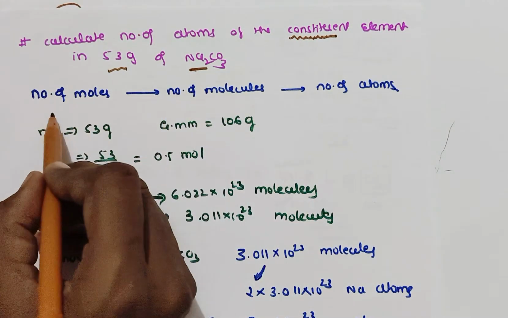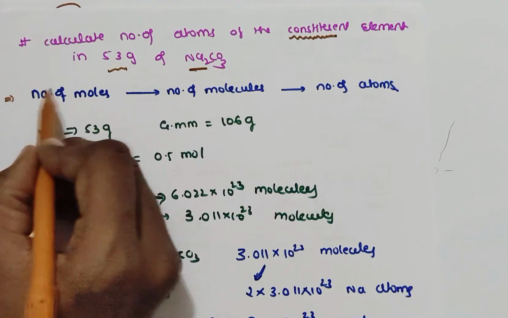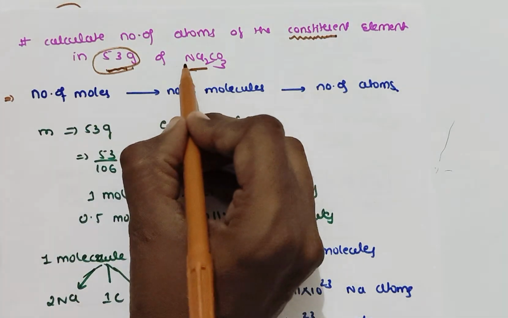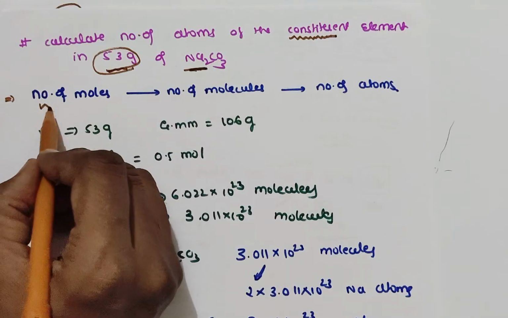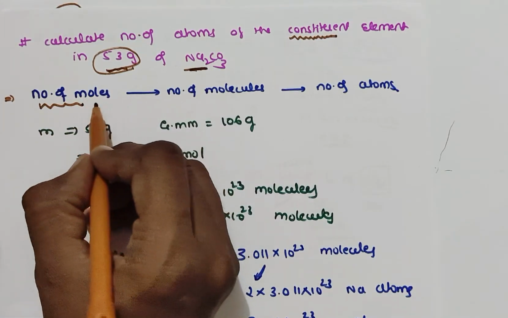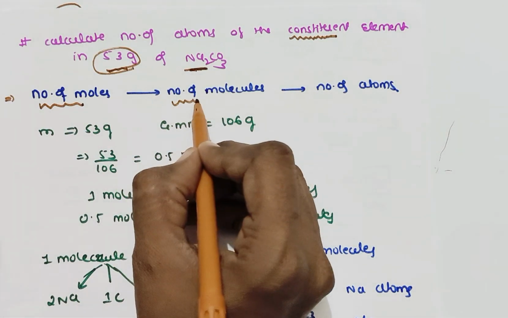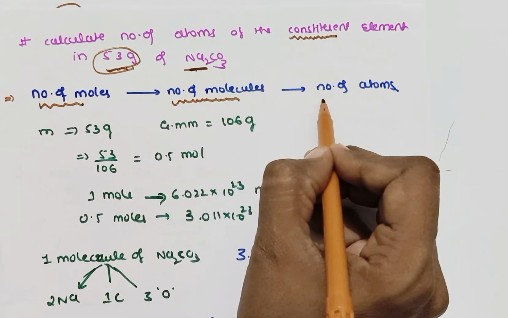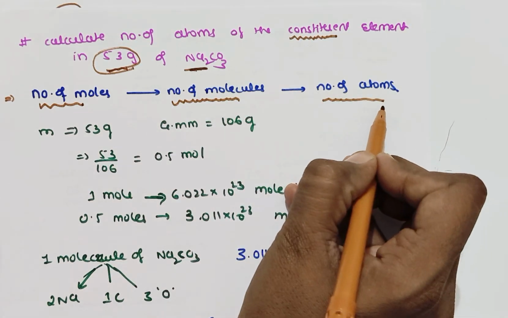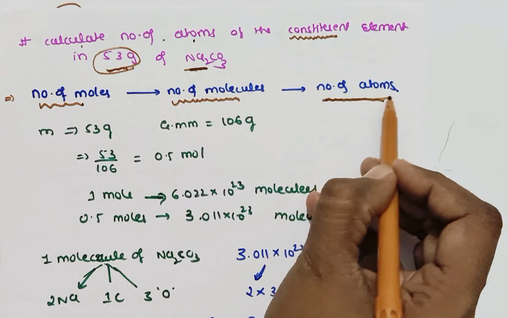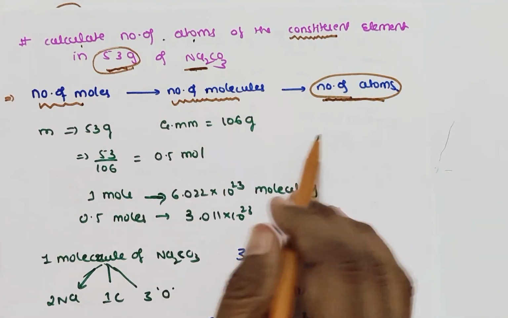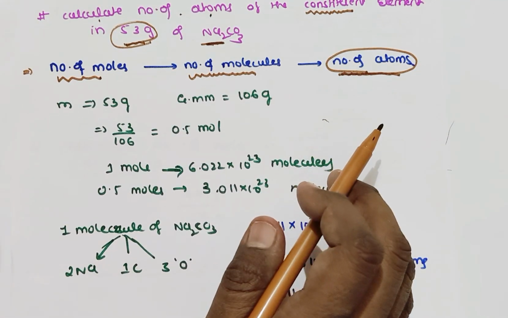Now in this numerical, the mass is given and the compound is Na2CO3. First we calculate the number of moles. From this we calculate the number of molecules. From this finally we calculate the number of atoms. So the procedure is like this.